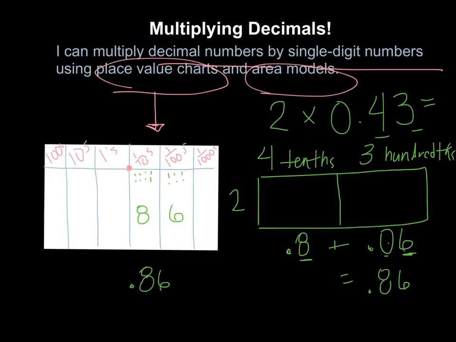Now I want you to take a second and talk with your table group about the differences and similarities that you see between our place value model and our area model. What differences and similarities do you see? And which one do you think you like better?